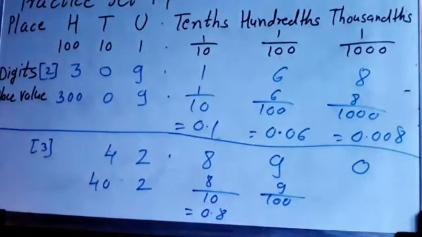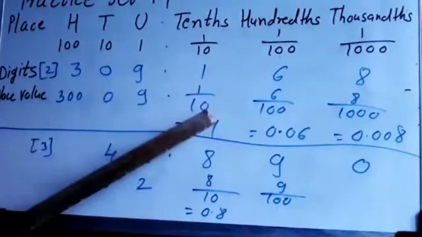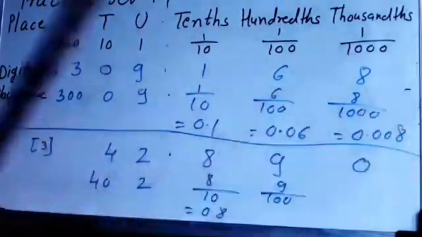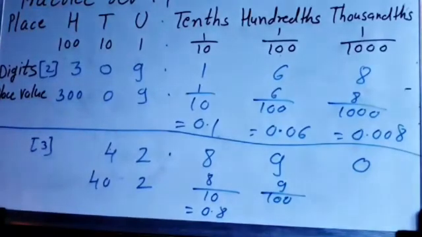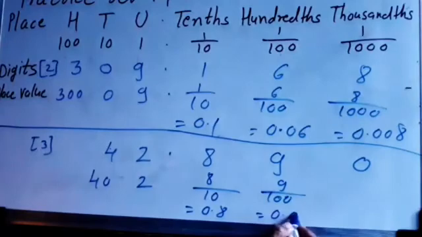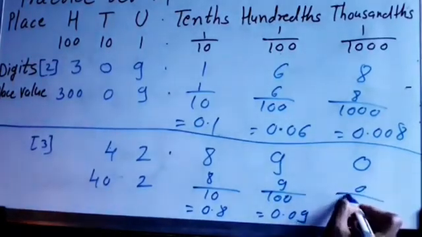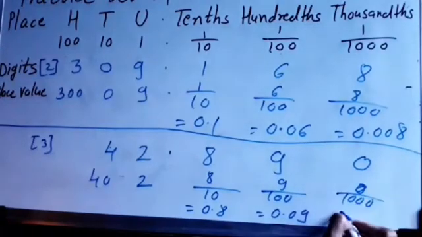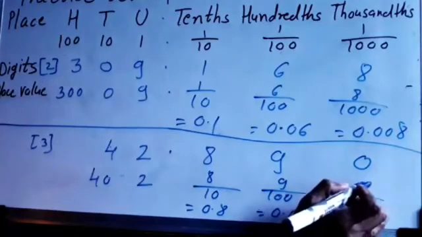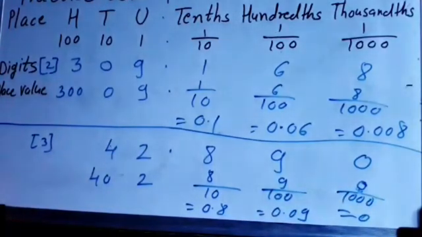Here what happens? On 1, the number of zeros goes on increasing. First 10, then the denominator will be 100, then 1000, then 10,000, and so on. Then 9 upon 100 means 0.09. And for 0, you can write 0 upon 1000 or simply 0 also. 0 upon 1000 will come only 0. Okay. So I have solved 3 examples.